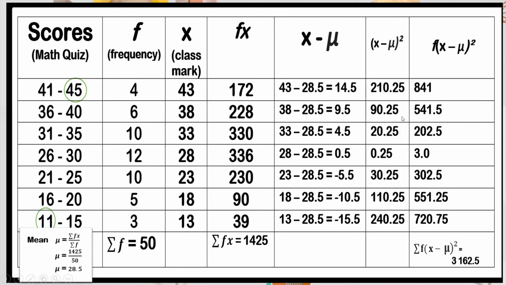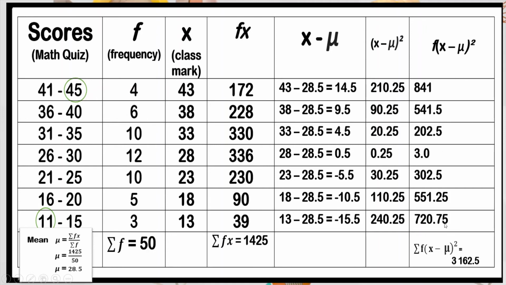90.25 times 6, that's 541.5. 20.25 times 10 is 202.5. 0.25 times 12 is 3.0. 30.25 times 10 is 302.5. 110.25 times 5 is 551.25, and 240.25 times 3 is equal to 720.75. Then you will get the sum.